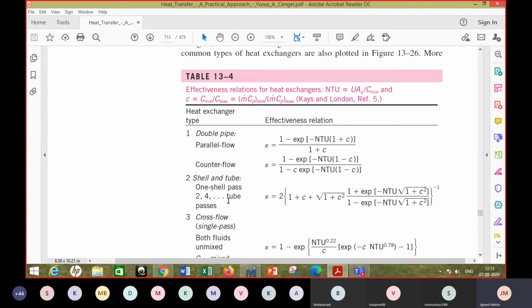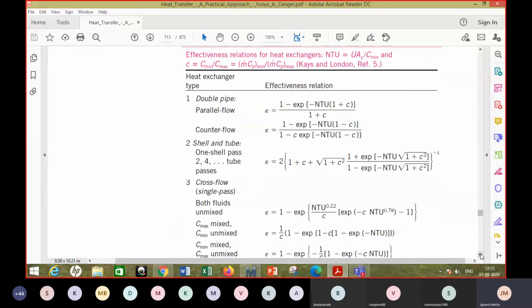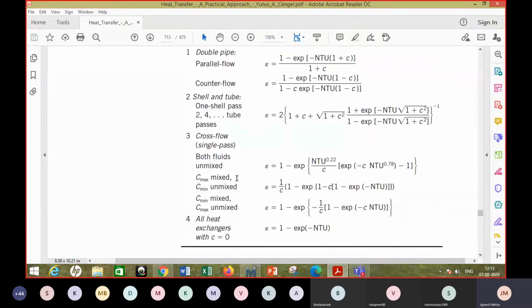Then if you are dealing with shell and tube type of heat exchanger, then it depends, like if you have only one shell side pass and multiple tube side passes, 2, 4, 6 and so on, then this is the formula which can be used, right? And if it is a cross flow heat exchanger, then these are the formulas given here.